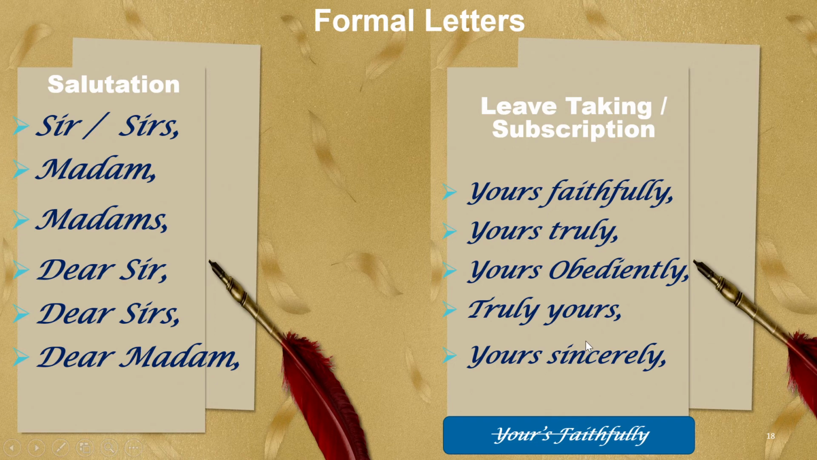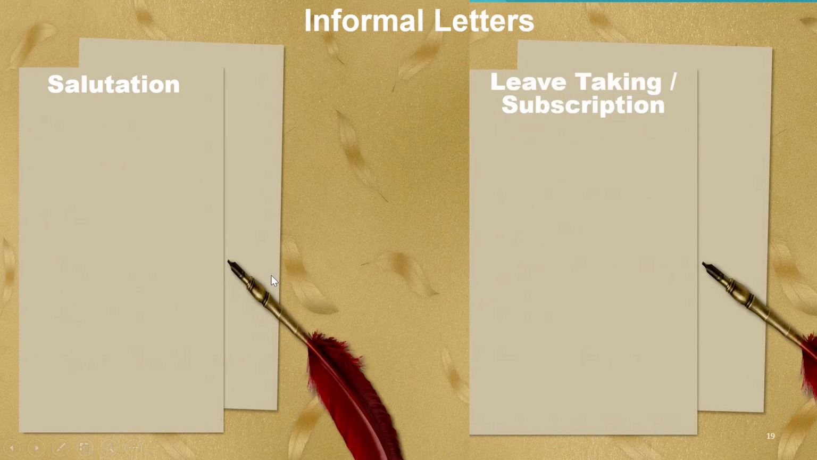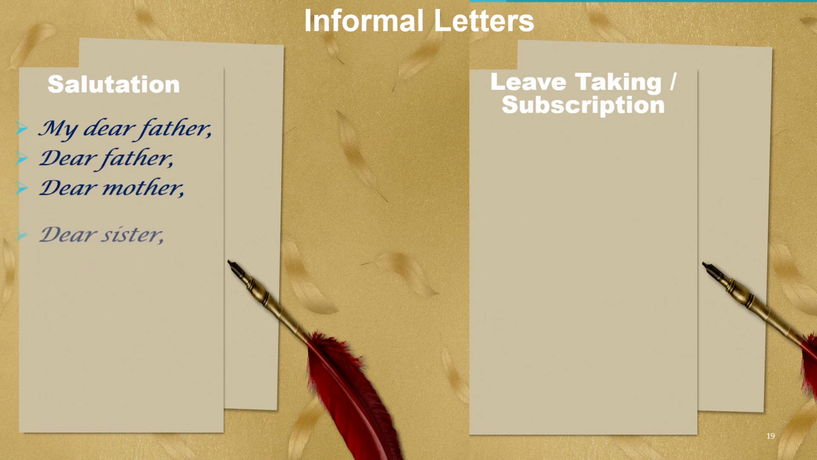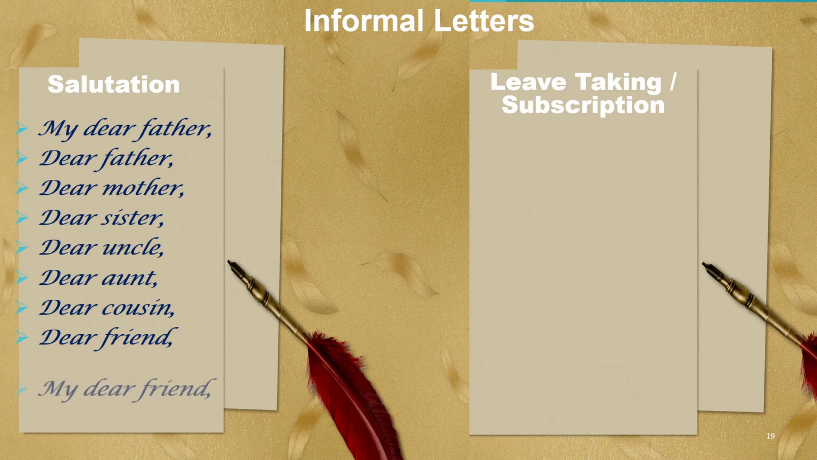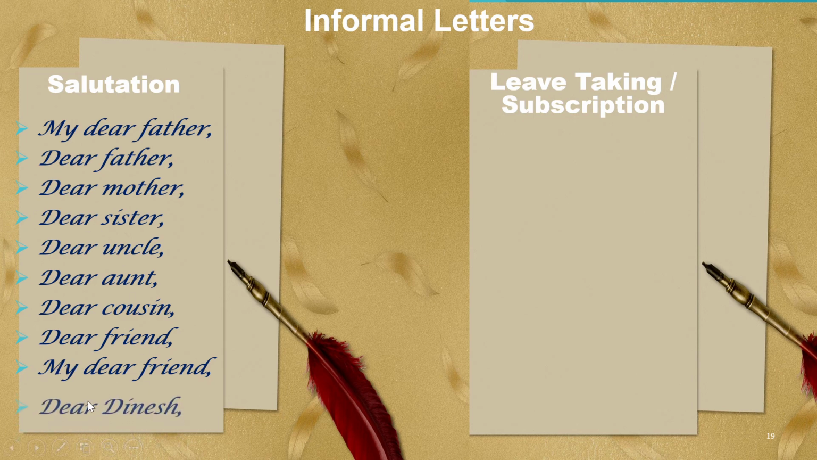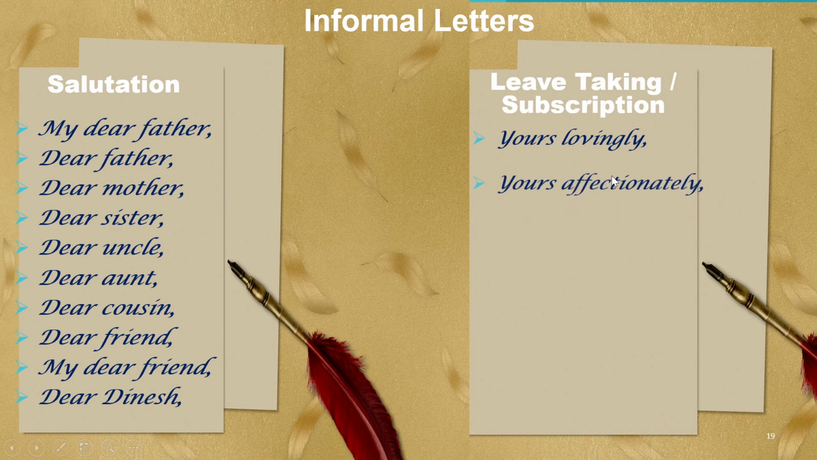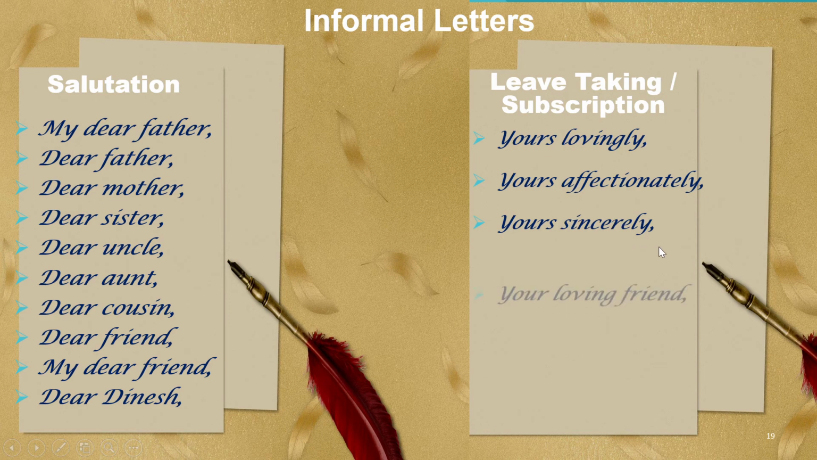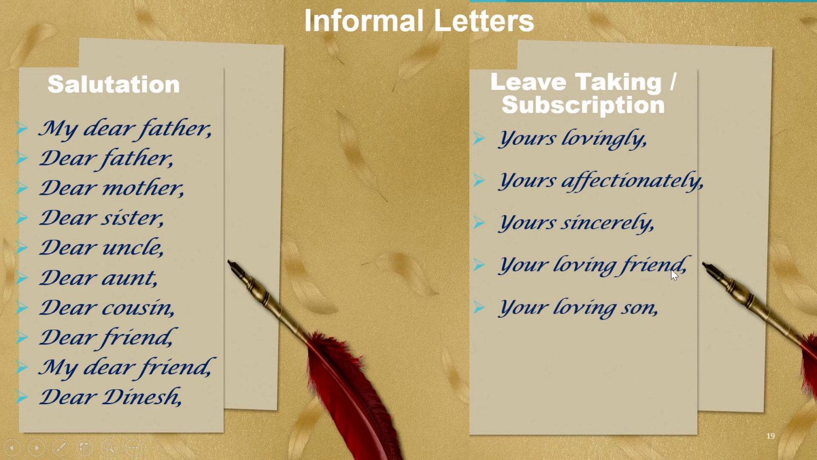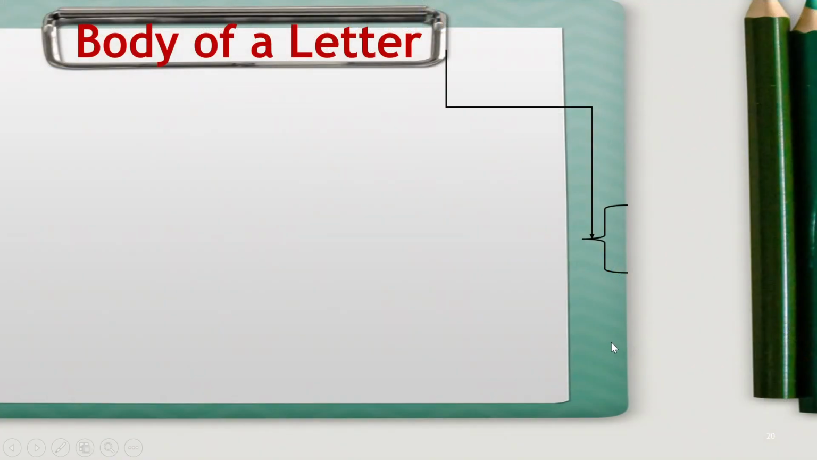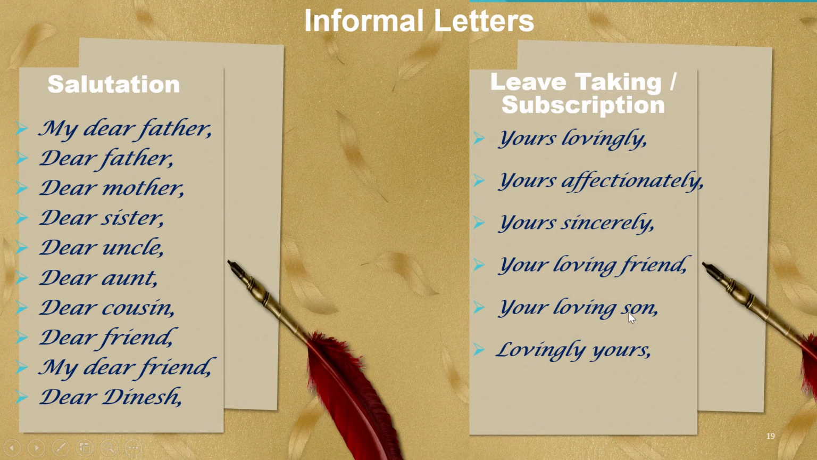Next, we move on to the informal style of making salutation and leave taking. My dear father, because we are writing letters to near and dear ones. My dear father, dear mother, dear sister, dear uncle, dear aunt, dear cousin, dear friend, and if you want you can also mention the name, like dear Dinesh. For this we have to use leave takings like yours lovingly, yours affectionately, yours sincerely, your loving friend, your loving son, lovingly yours. We can change these words also. And these are the different types of salutation and leave taking.